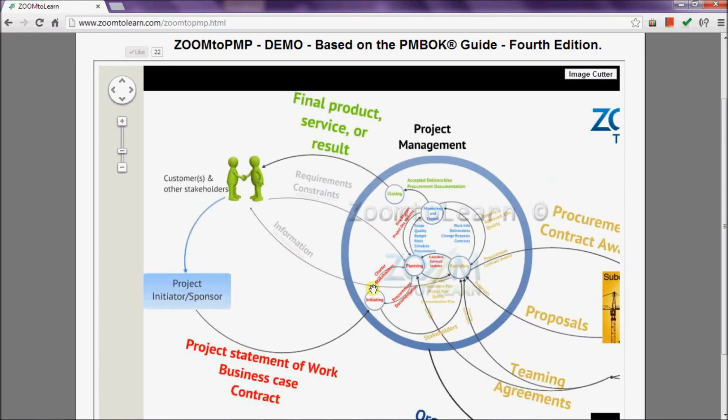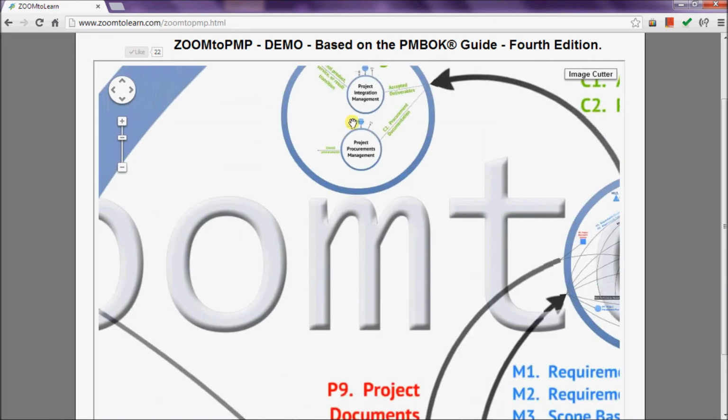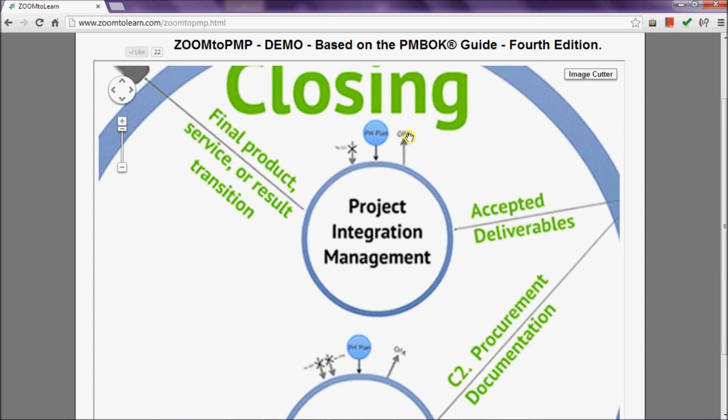When is a project closed? In general, a project or phase of a project is considered to be closed when a final product, service, or result is delivered to the customers and other stakeholders unless the project is terminated. There are some other activities like updating the organizational process assets with lessons learned in project documents as well.